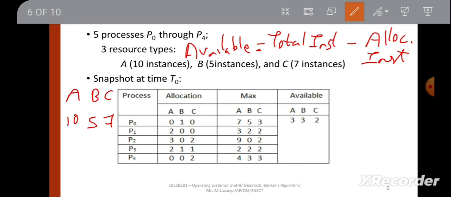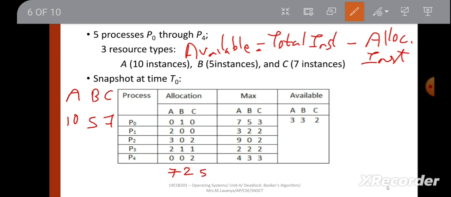For finding the allocated instances, we have to find the sum of the allocated matrix from P0 to P4. For A, P0 is allocated 0, P1 is allocated 2 instances, P2 is allocated 3, and P3 is allocated 2, so it is a total of 7 instances allocated for resource A. For B, the allocation is 1 plus 0 plus 0 plus 1 plus 0, which is 2. For the total allocation of C, it is 0 plus 0 plus 2 plus 1 plus 2, which is 5.